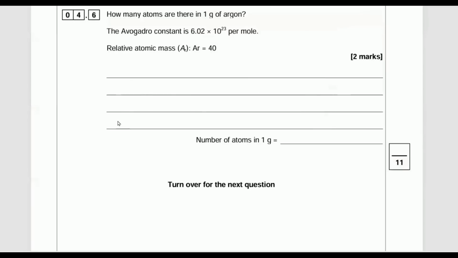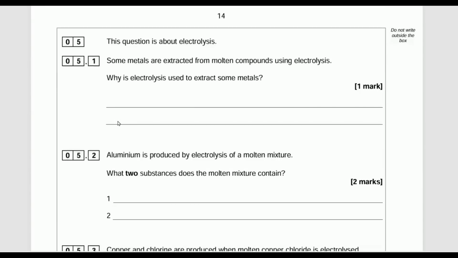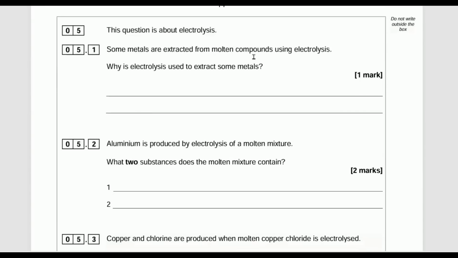All right, let's move on. This question is about electrolysis. Some metals are extracted from molten compounds using electrolysis. Why is electrolysis used to extract some metals? It's because those metals are too reactive. The metals are more reactive than carbon, so they cannot be extracted by displacement. Whoopsie.